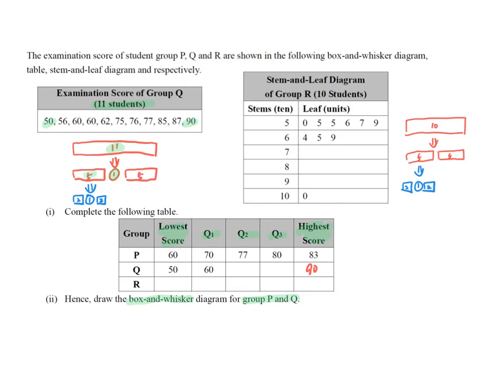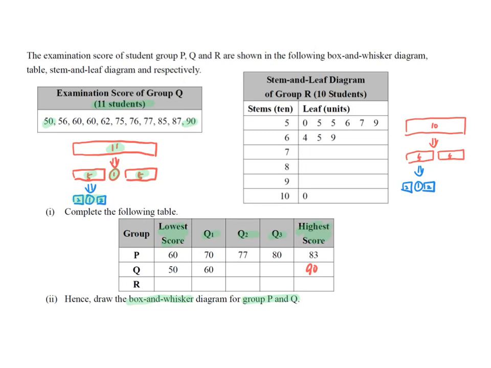So for the first half, we have 5 data. For the second half, we have another 5 data. Let's look at the first half. For these 5 data here, we divide into 2 equal parts again: 1 data in the middle, 2 data at the front, 2 data at the back. So based on this idea, we can look at our original data set.